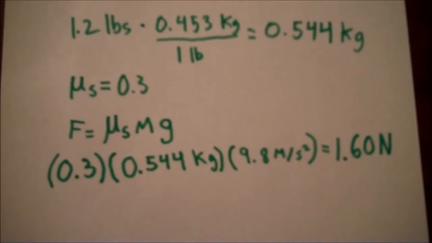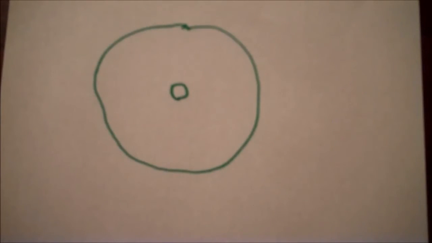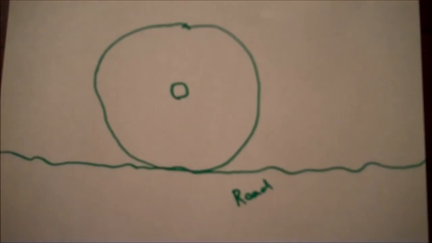But what is a real-life application of static friction, you may ask? One application of static friction, which you use on the way to school every day, is the wheel. The wheel relies on static friction to move the car. This beautifully drawn circle represents a wheel, which is sitting on top of the road.